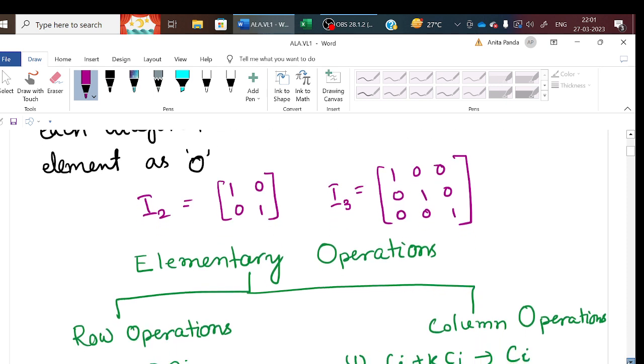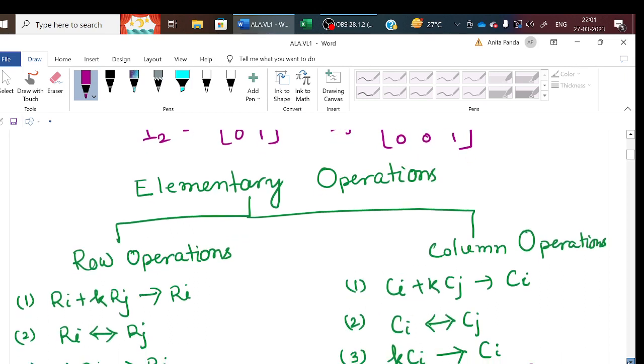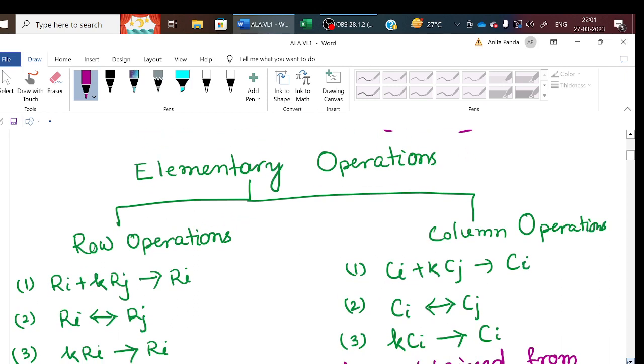Now, what do we mean by elementary operations? There are two types of elementary operations: elementary row operations and elementary column operations. There are three types of row operations. The first: Ri plus k Rj stored in Ri. Its meaning is that k times the jth row contents are added to Ri, and the resultant will be stored in Ri.